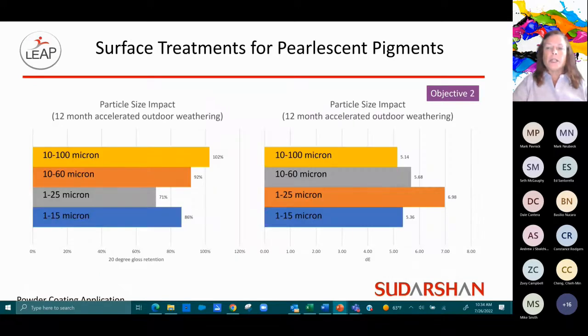And then opposite objective number 2, which was particle size impact. These are again silver micas, and we see that the smaller micas, the 1 to 15 and the 1 to 25, have a poorer response with respect to gloss retention versus the 10 to 60 or the 10 to 100 size range. From a color retention perspective, what we saw here was the smaller micas did have a poorer response, especially in that 1 to 25 micron aspect of it.